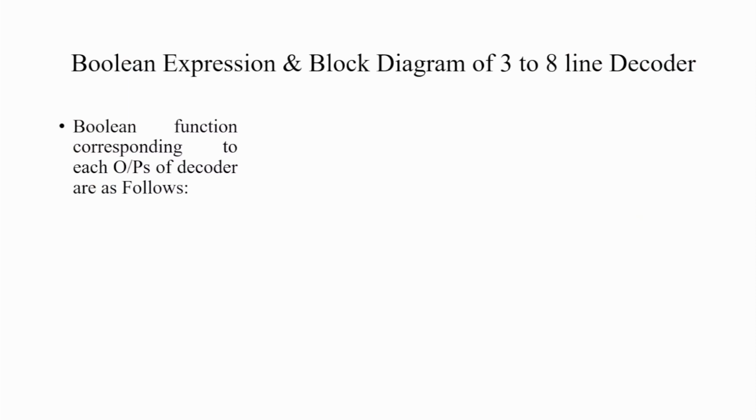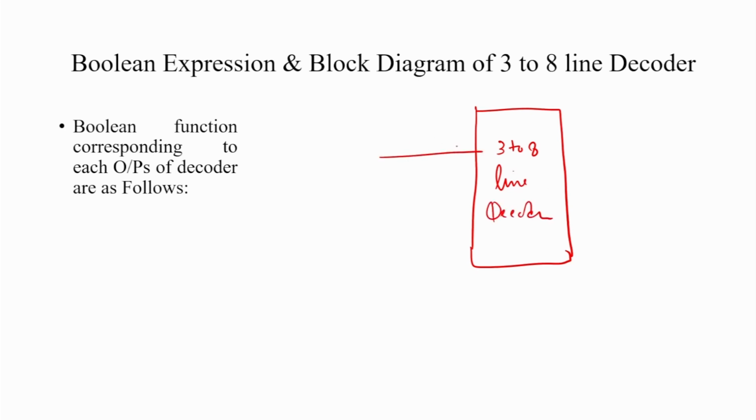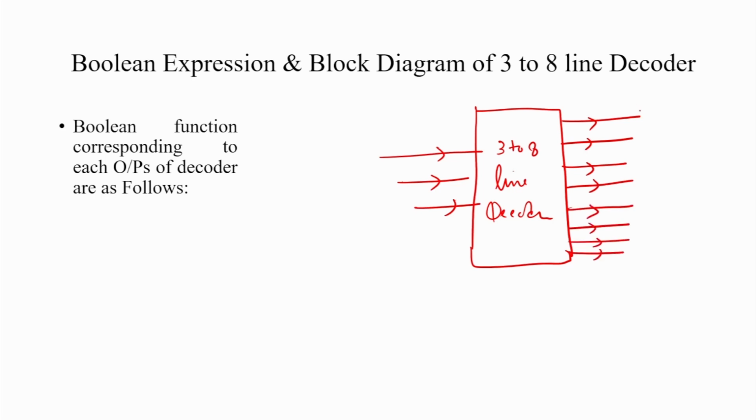Block diagram of a 3 to 8 line decoder. There are 3 input lines and 8 output lines. These are D0, D1, D2, D3, D4, D5, D6 and D7. These are the 8 output lines.